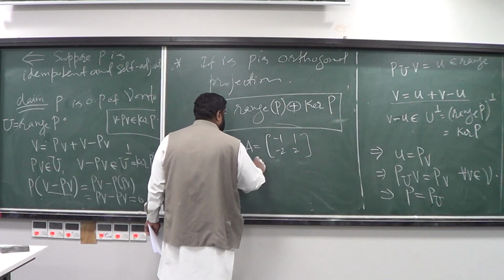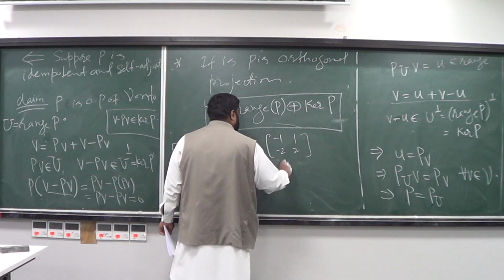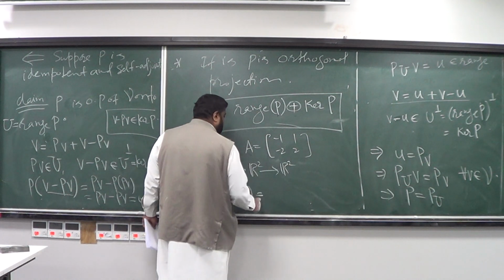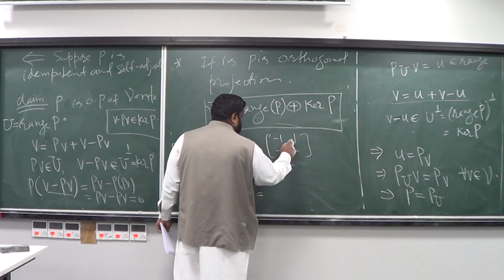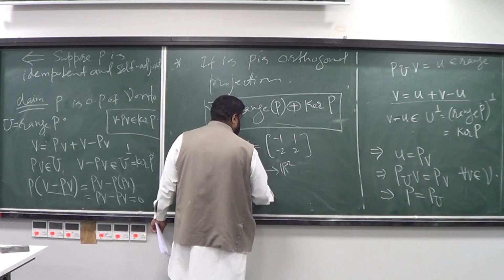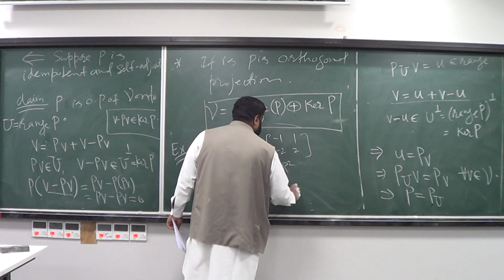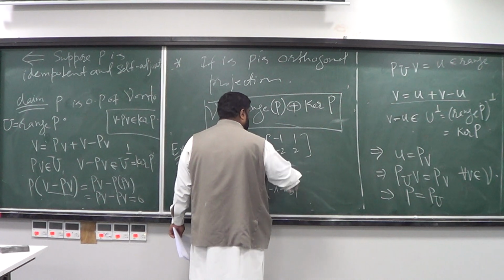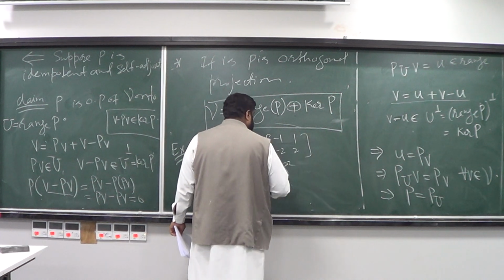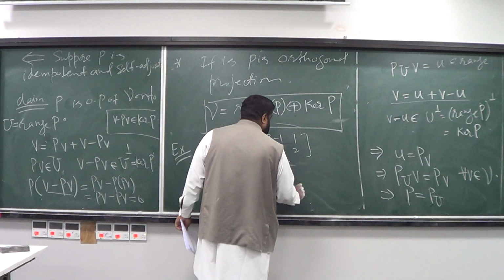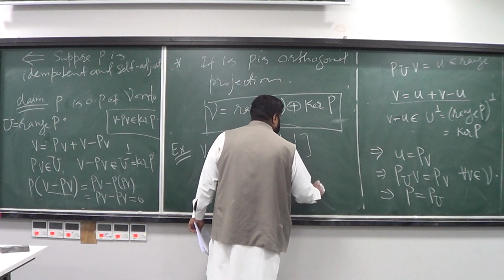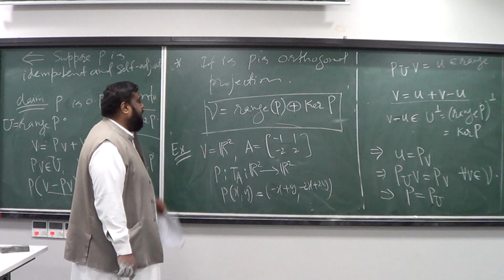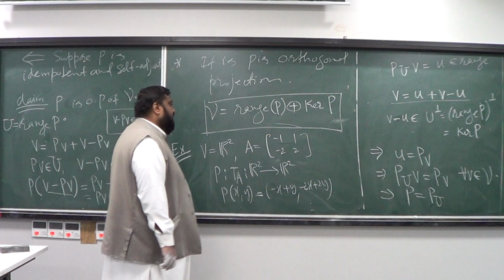That is going to be a map from R2 to R2. And how is it going to look? So P operated onto some (x, y) is going to be this matrix multiplied with (x, y). So it's going to be, this row and the column, -x plus y, and -2x plus 2y. So this is the transformation. The question is, is this P an orthogonal projection? The answer is yes actually.